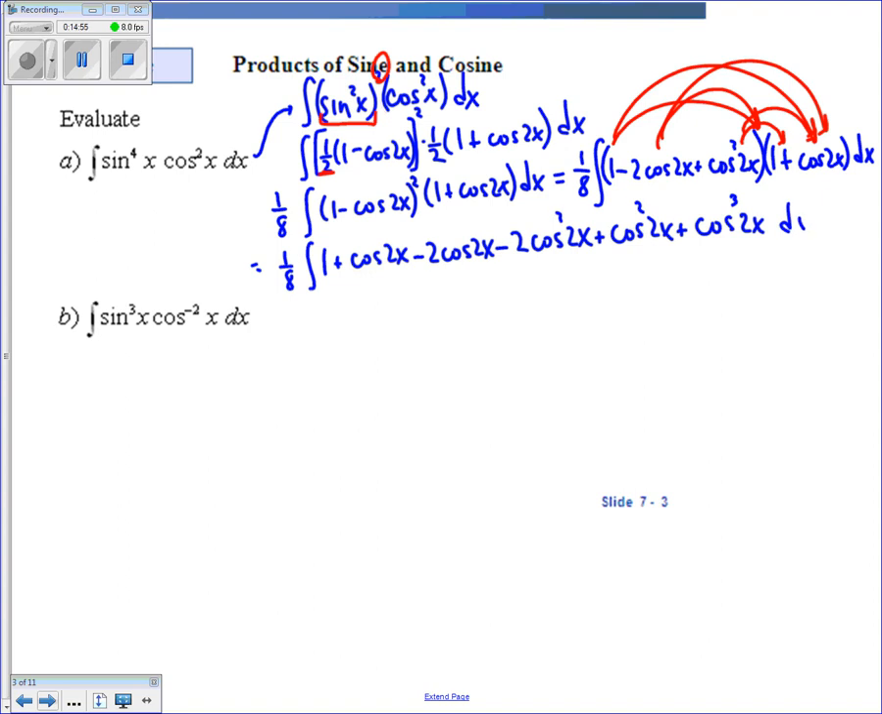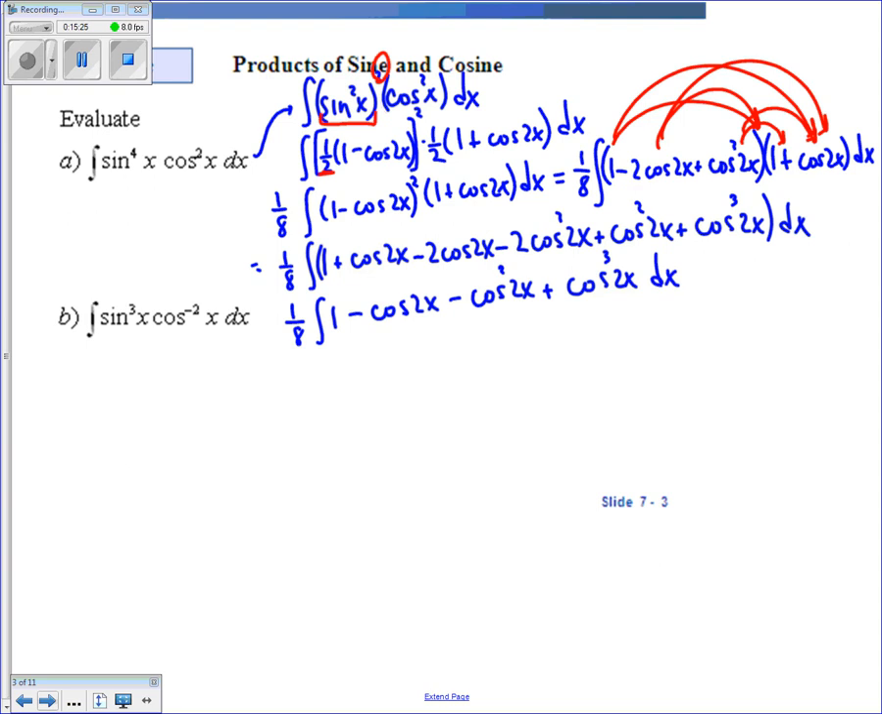Long problem. Okay. I'm going to combine the like terms: the second and third terms, and the fourth and fifth terms are like terms. I can combine those. So let's clean that up a little bit. I have 1/8 the integral of 1 minus a cosine of 2x minus a cosine squared of 2x, and then plus a cosine cubed of 2x.